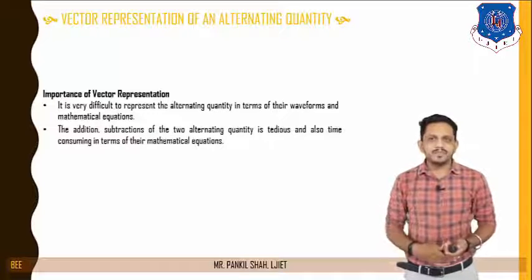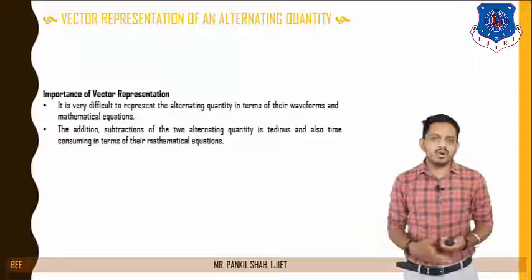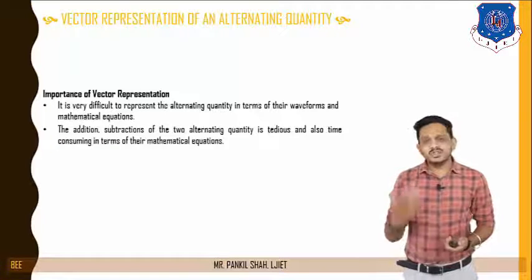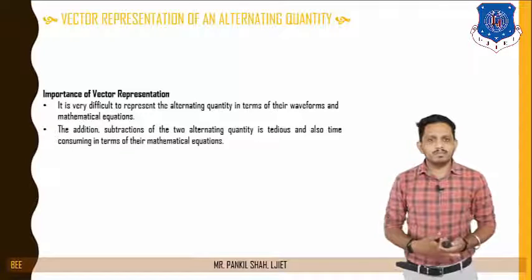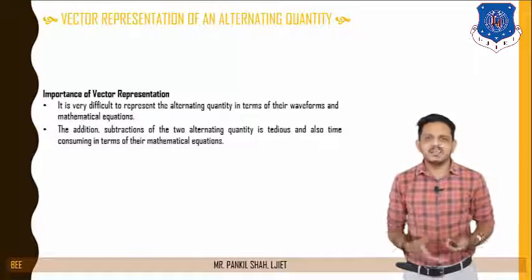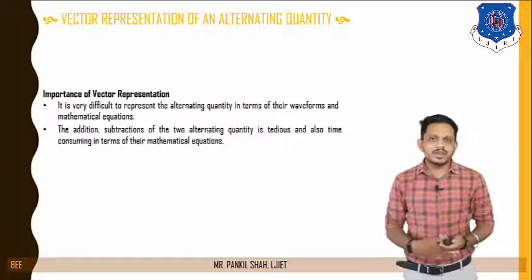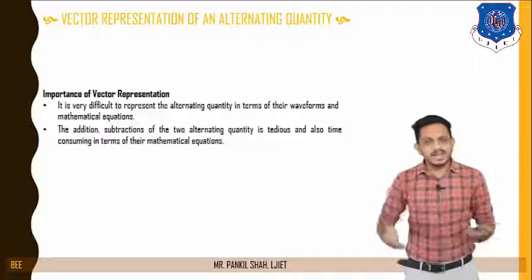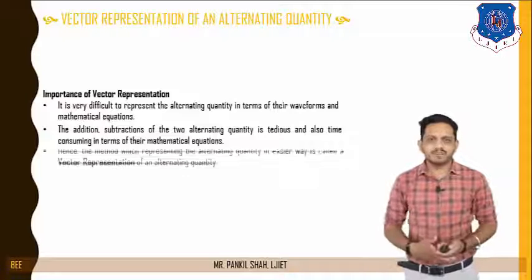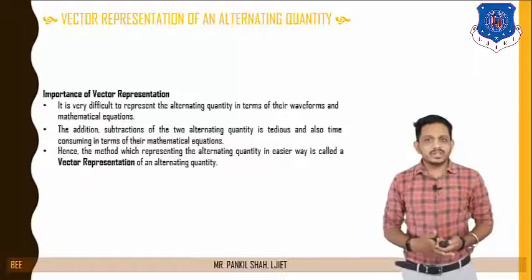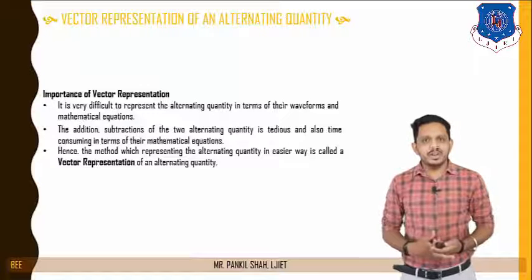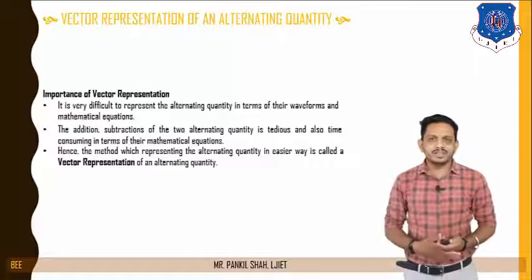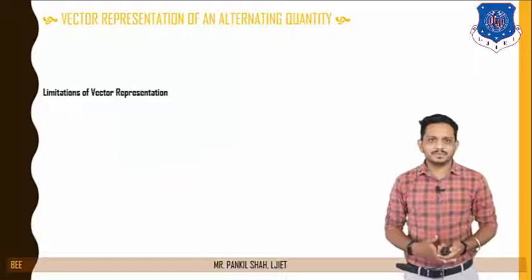Another advantage is that addition and subtraction of two alternating quantities is tedious in waveform manner. We cannot add or subtract very easily. Also, it is time consuming in terms of mathematical equations. And in vector form, it can be easily added and easily subtracted. Hence, the method which represents the alternating quantity in an easier way is nothing but the vector representation. So that's why we use the vector representation of any alternating quantity.